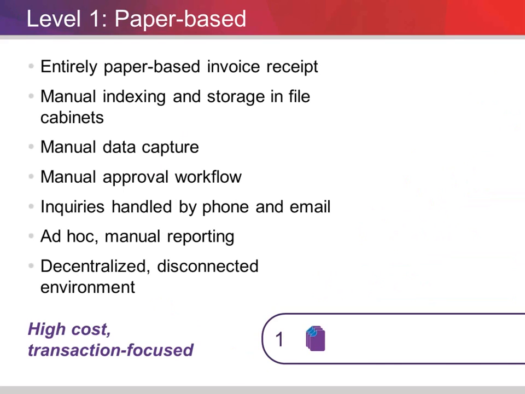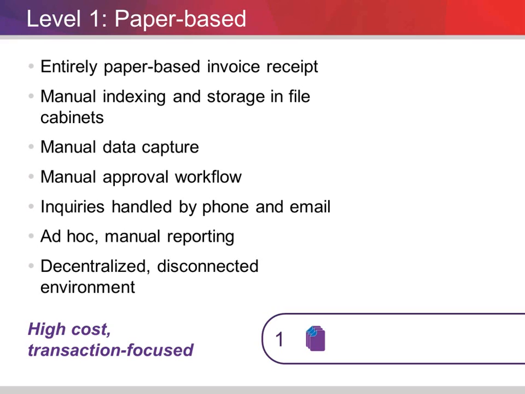The first level is, of course, paper-based, and this is where we all were in the not-too-distant past. This is an environment where it's entirely paper-based invoice receipt, and many of you are living with this today. It's an environment where there's manual indexing, storage in file cabinets, and boy, those file cabinets, if you think about those, they're incredibly costly. The average file cabinet holds 20,000 documents. Every 12 file cabinets, they require an additional FTE. So if you stick your head out your office and look down the hallway at all those file cabinets lining your halls, you can quickly figure out all the costs associated with them.